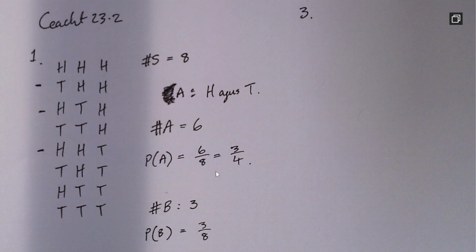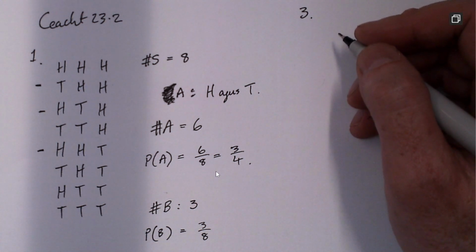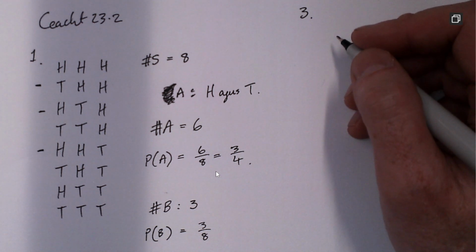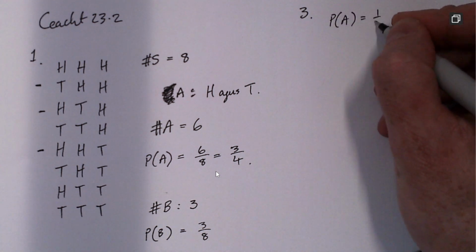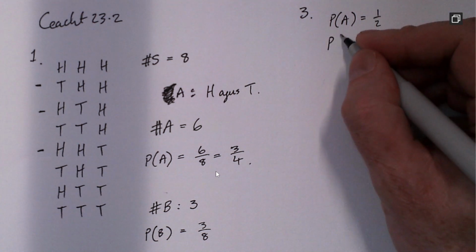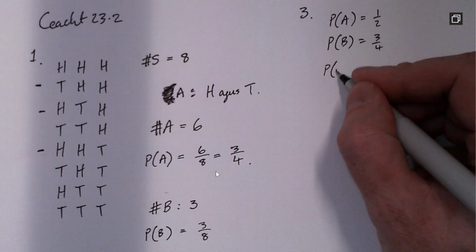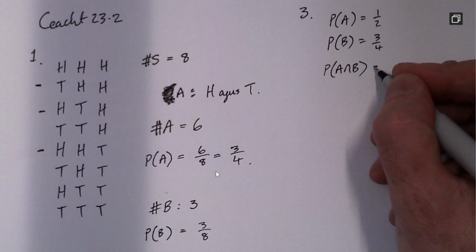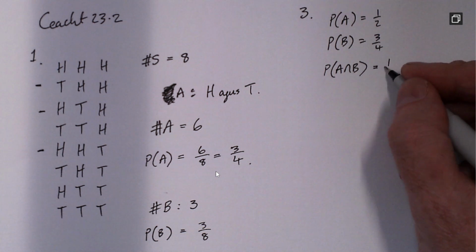Right, so here is another probability problem. Three students take two tests. The probability of passing test A is 1/2. The probability of passing test B is 3/4. The probability of A intersection B, the probability of passing both tests, is 1/3.